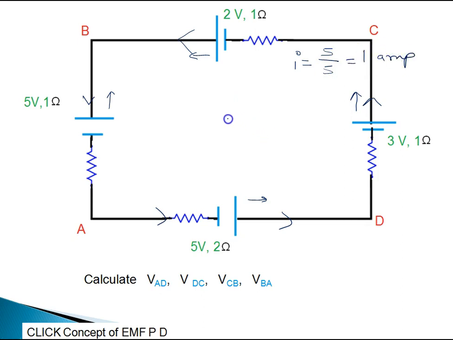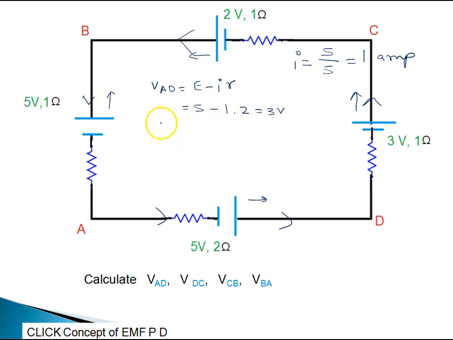Now, if I want the voltage across A and D, now this cell is in discharging situation, you can use the equation voltage across AD can be written as, because it is discharging, I will write the equation E minus IR. E is given to me, that is 5 volt. What is current in the circuit? 1 ampere. What is the internal resistance at this cell? That is 2. What I will say, it is 3 volt.